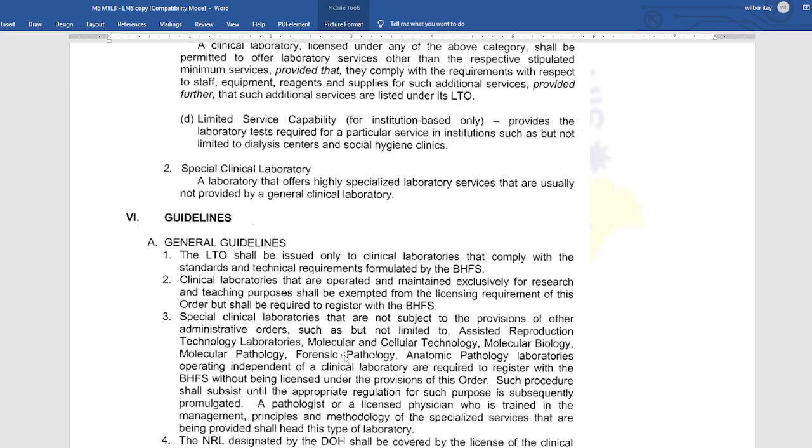Pag sinasabi mga special clinical laboratories, these are not limited to yung mga ganitong lab. So if they offer this test, these are special clinical laboratories. So if they're operating independent of a clinical laboratory, okay, what does it mean? So they offer cellular technology, forensic pathology, but they are not within the premises of a clinical laboratory. Kailangan pa rin nilang mag-register sa BHFS. Okay? Wherein they do not need to secure a license.